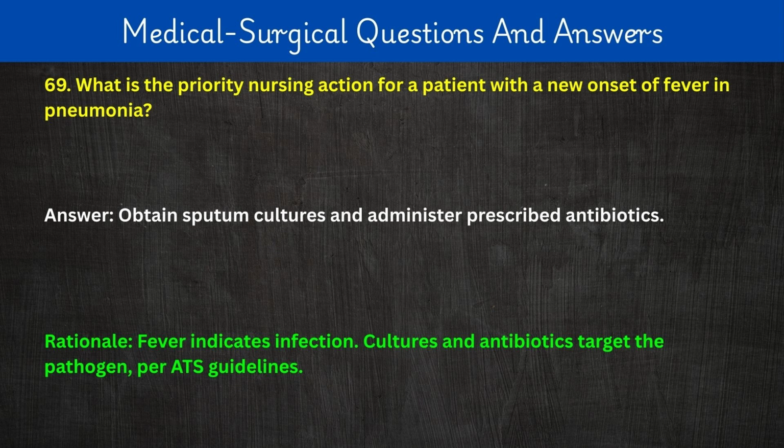69. What is the priority nursing action for a patient with a new onset of fever and pneumonia? Answer: obtain sputum cultures and administer prescribed antibiotics. Rationale: fever indicates infection. Cultures and antibiotics target the pathogen, per ATS guidelines.